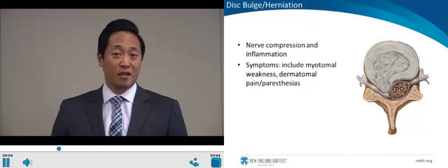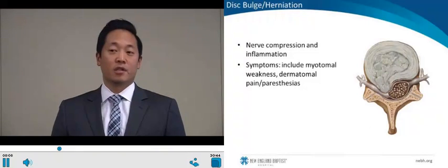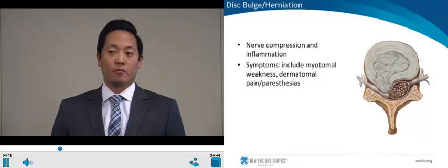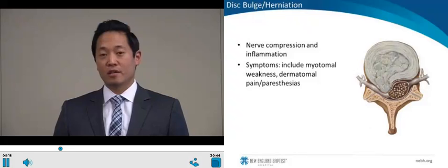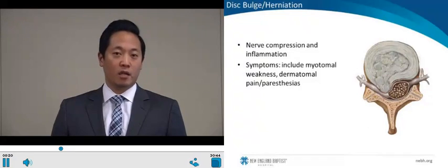Certainly a disc bulge itself without a tear in the annulus can cause compression upon the nerve root, as we see here, and it's not hard to imagine that this can be very painful, particularly along that nerve root. Symptoms that would be associated with this problem would be myotomal weakness and dermatomal pain and/or numbness and tingling along the course of this specific nerve root.